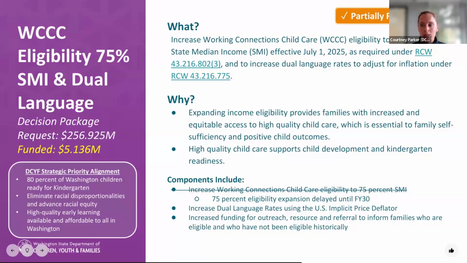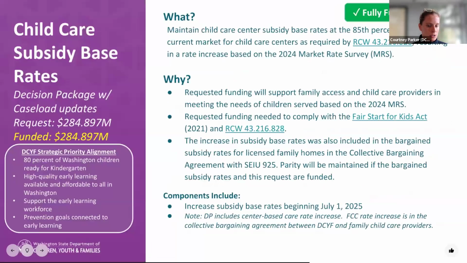And so looking at this first one, we can probably skip down to the components include portion of the slide, just noting that Governor Ferguson opts out of the increase in dual language rates and increased funding for outreach portion of this. So we can go ahead and move on to the next slide, actually. And so this is where that phased for centers only question comes into play, Julie, where this was fully funded in the Inslee budget, and it is not fully funded to that level in Governor Ferguson's proposal.